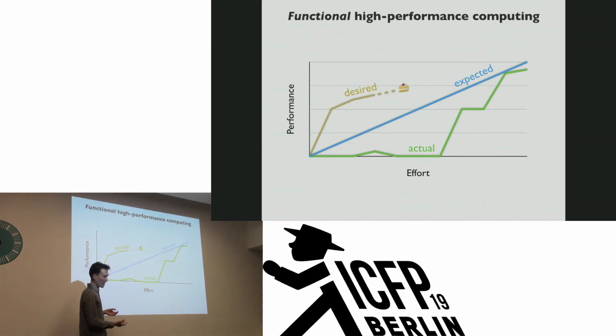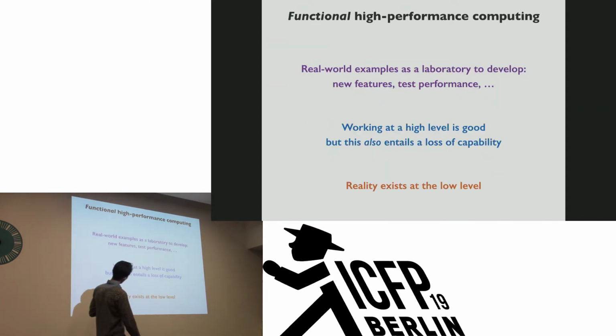So if we go back to this diagram, how do we make it a functional high-performance computing language? How do we make this line go all the way up to the maximum performance area? The title of my talk was really a pun. It's talking about a functional programming language, but it's also about how we make high-performance languages that are functional, practical, and useful.